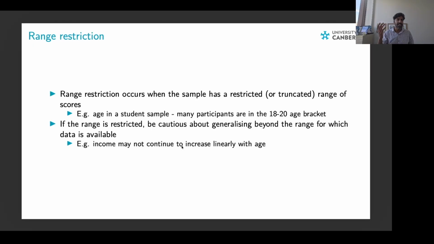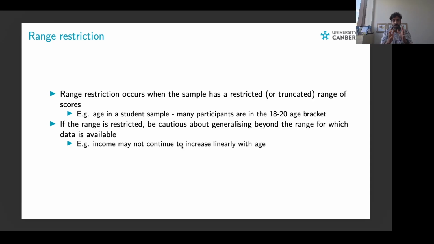Another example is range restriction, which occurs when the sample has a restricted or truncated range of scores. For example, with age in a student sample, many participants are in the 18 to 20 age bracket when university studies are done. If the range is restricted, you can do your analyses, but you have to be really cautious about generalizing beyond the range for which data is available. So income may not continue to increase linearly with age.